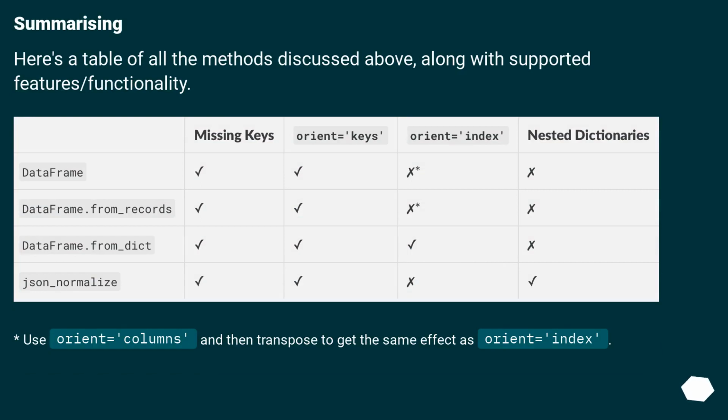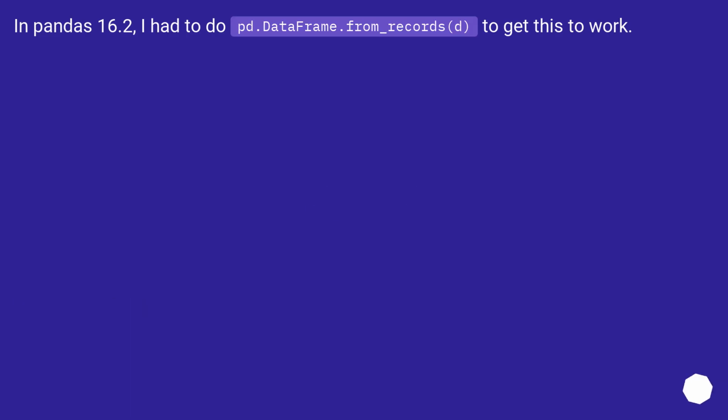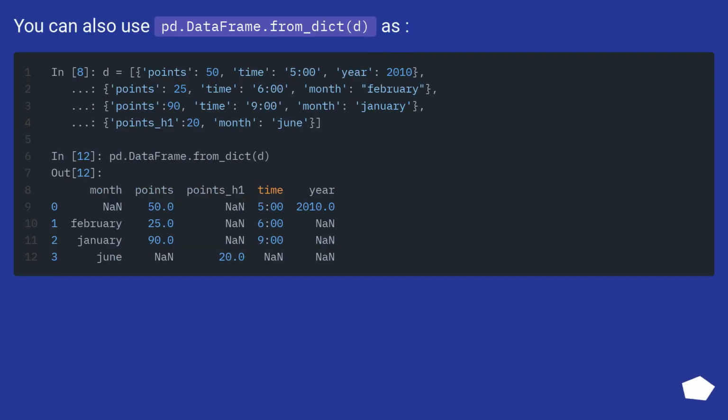Summarizing. Here's a table of all the methods discussed above, along with supported features/functionality. Use orient equals columns and then transpose to get the same effect as orient equals index. In pandas 0.16.2, I had to do pd.DataFrame.from_records(d, ...) to get this to work. You can also use pd.DataFrame.from_dict(d) as well.